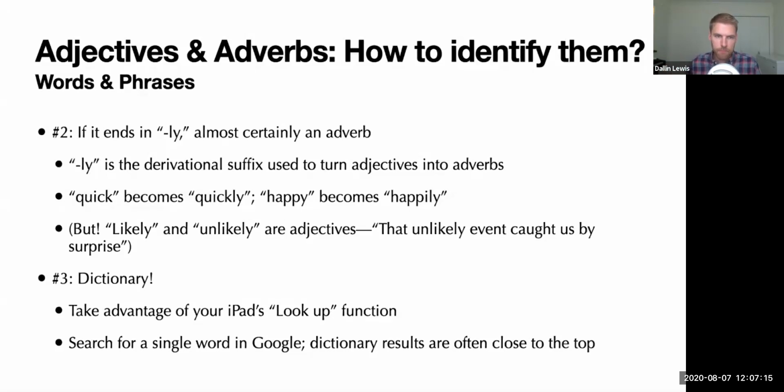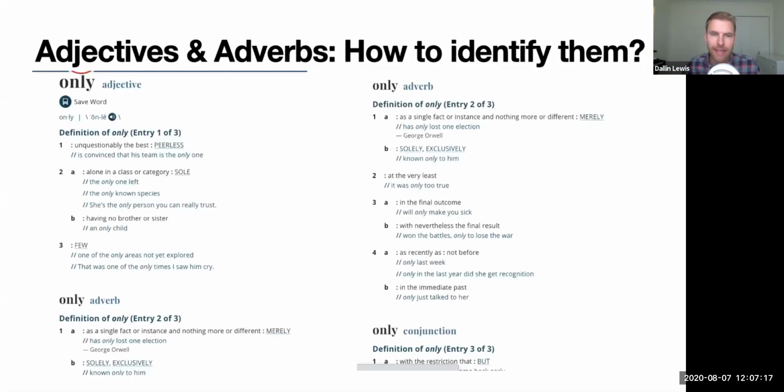Take, for instance, the word only. Now, I can see from the dictionary that it can be both an adjective and an adverb. When it's an adjective, it will mean something like the best, or something alone in a category, or a limited number of things. But as an adverb, it can have 4 different uses, and it can even be a conjunction as well. So it's one of these words where if you want to understand how it's being used in a sentence, a dictionary is probably a good place to start.